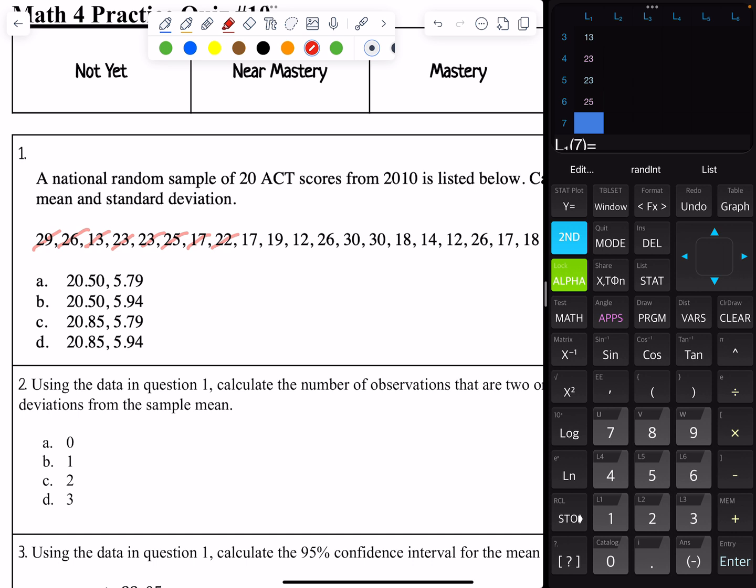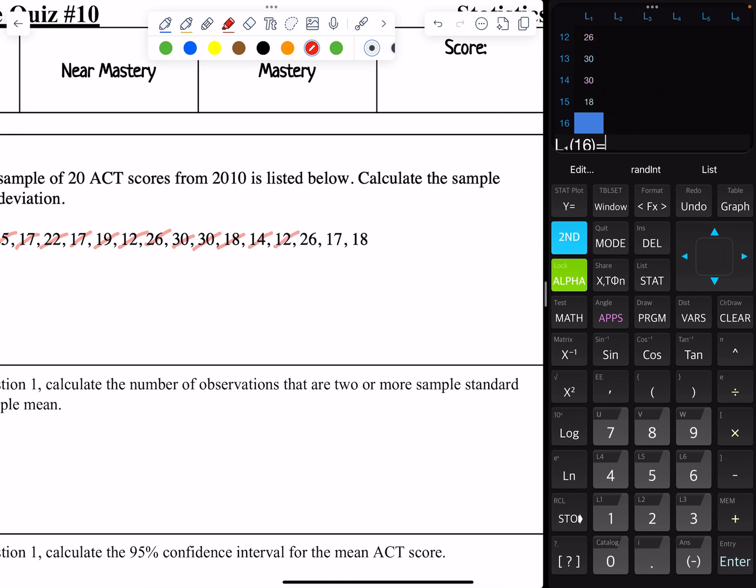Then I have 17, 22, 17. I have 19, 12, 26. I have 30, 30, 18. Then I have 14, 12, 26, and then 17 and 18.